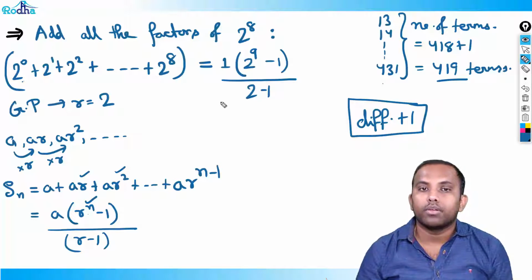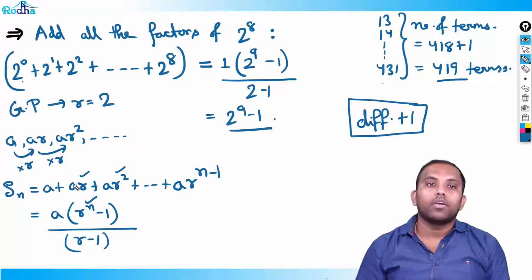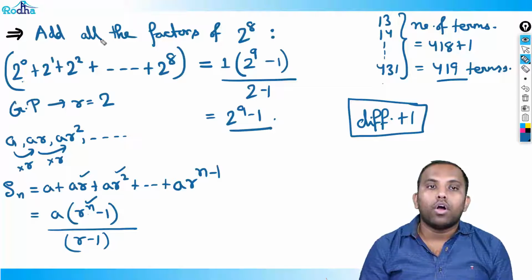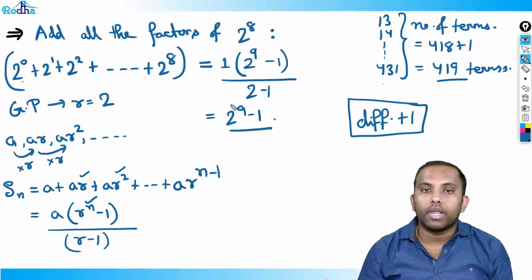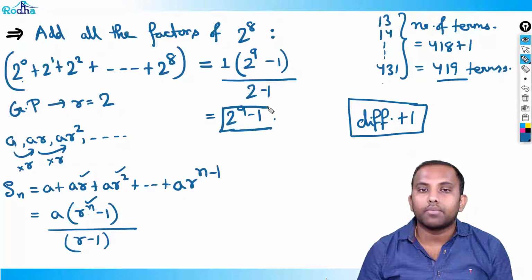So 2 raised to 9 minus 1. The summation of all the factors of 2 raised to 8 is 2 raised to 9 minus 1.